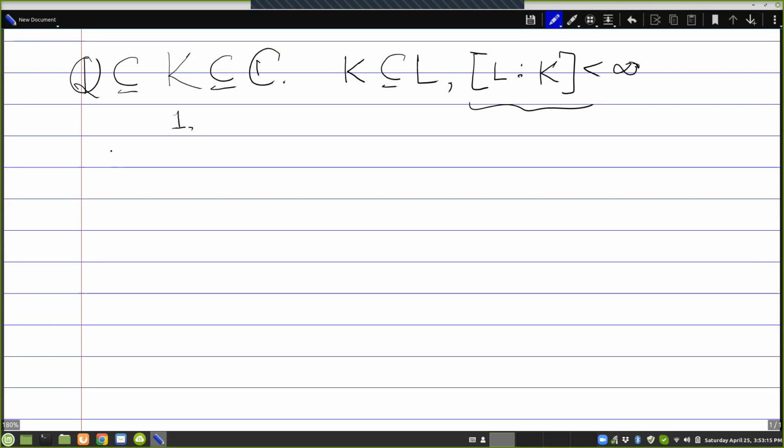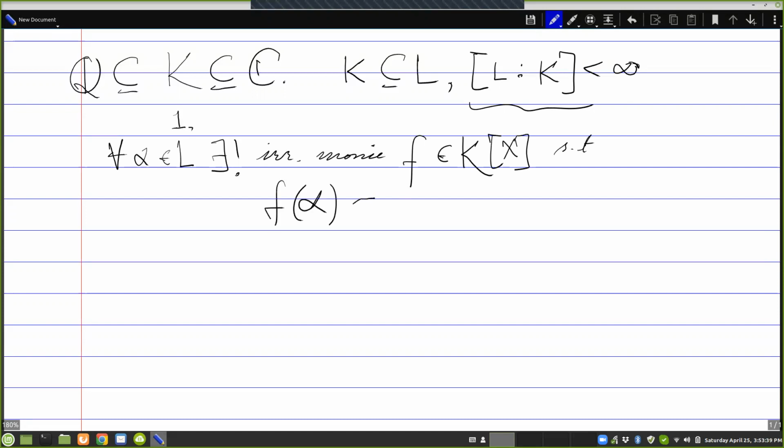So if the extension is of finite degree, then recall that in the last video we proved that for every alpha in L, there exists a unique irreducible, monic polynomial f with coefficients from K such that f of alpha is 0. So if this happens for an alpha, then we call alpha an algebraic element over K.